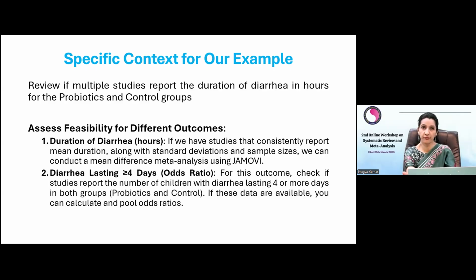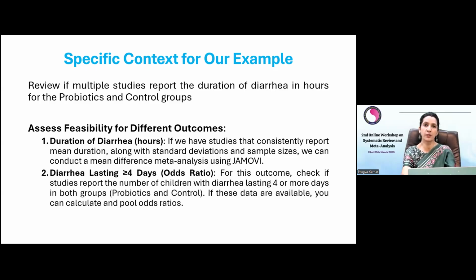So we can conduct a meta-analysis using this mean duration of diarrhea in JAMOVI. The second thing is you can do the studies lasting for more than 4 days or less than 4 days. That means we can have 2 by 2 tables, because the authors have reported, and you can club those numbers, and then you can make this chi-square, and not chi-square is not needed.